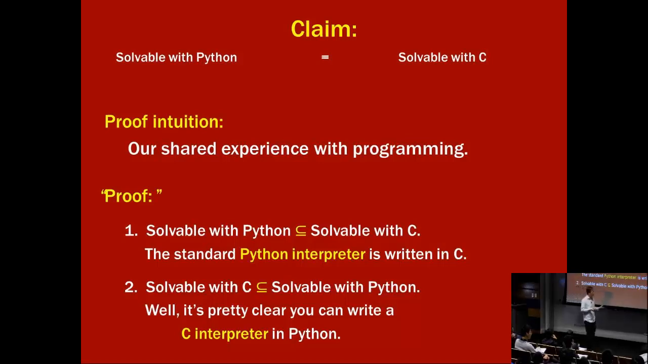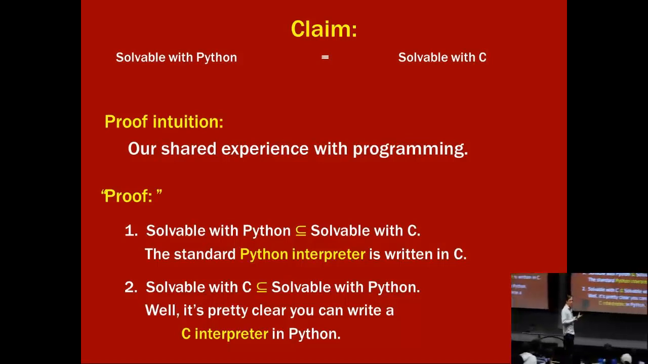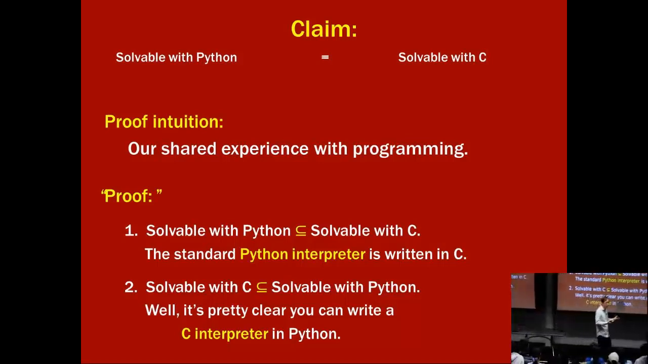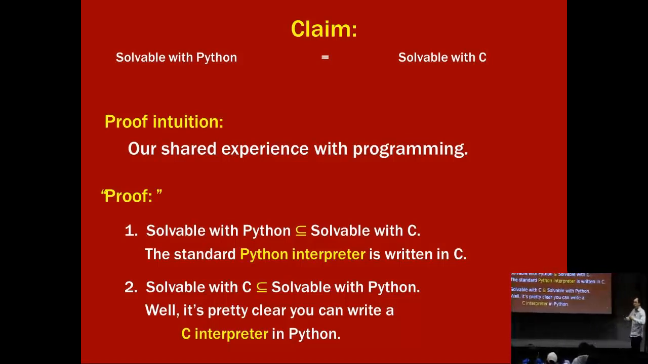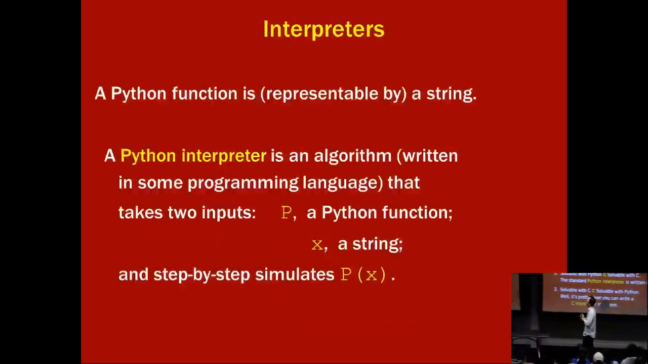The second proof is essentially the same thing, although it's maybe not quite as convincing, but I claim it's pretty clear you could do the reverse. You could write a C interpreter in Python. I mean, Python's pretty good. You could write a C interpreter that just goes through all the lines and executes them. So I think that makes the claim pretty compelling.